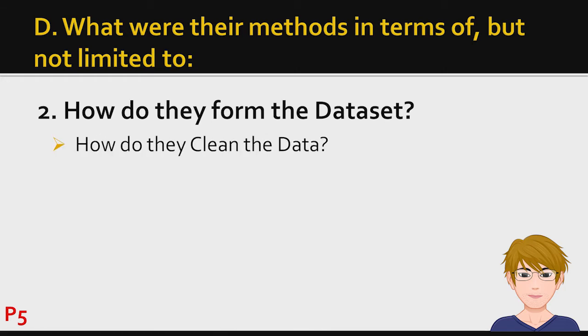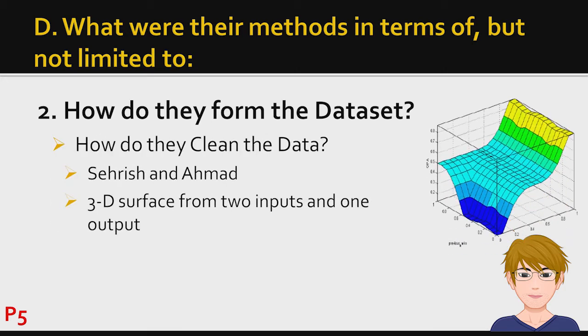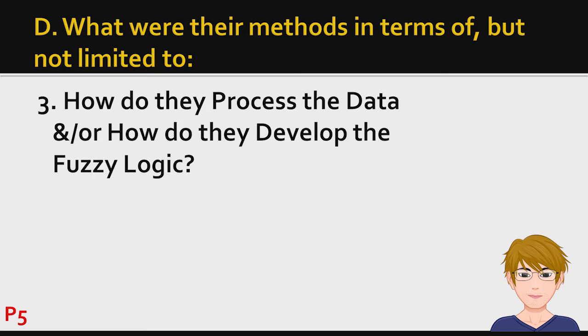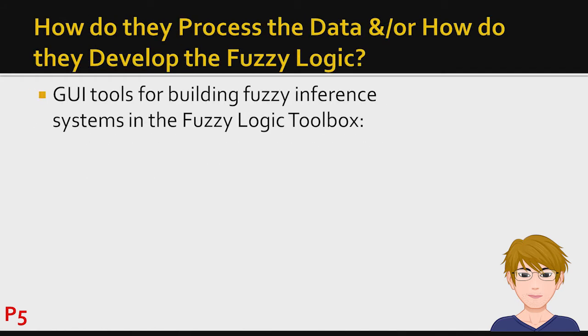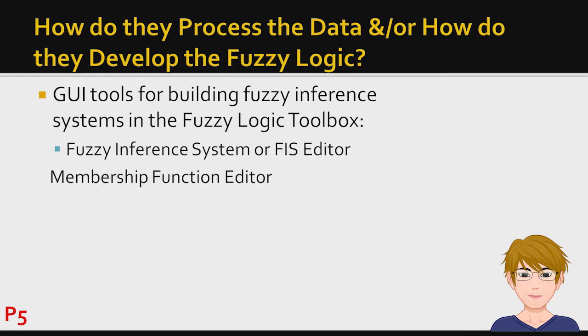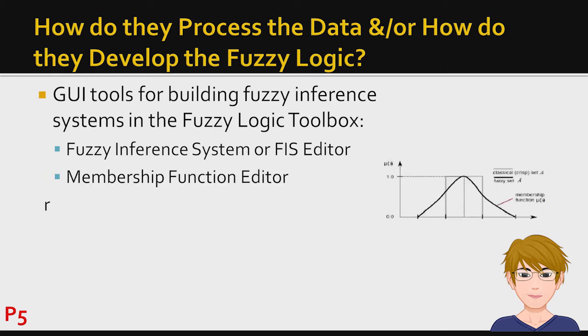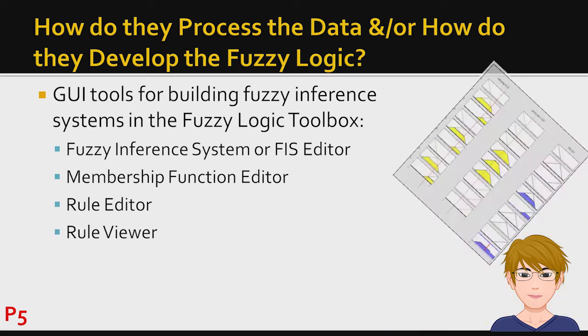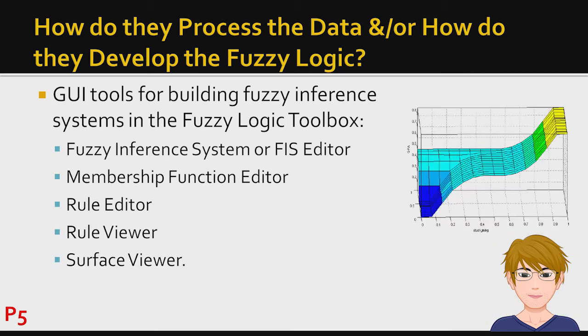How did they clean the data? Sarish and Ahmad, or the 3D surface from 2 inputs and 1 output. So it looks like a 3D. And how do they process the data and or how do they develop the fuzzy logic? So number 1 is the GUI tools for building fuzzy inference systems in the fuzzy logic toolbox. So included in it is the fuzzy inference system or FIS editor. Next is the membership function editor. Rule editor. Next is the rule viewer and the surface viewer. Okay, this is the earlier 3D, that surface viewer.